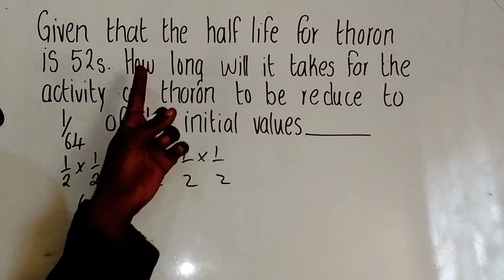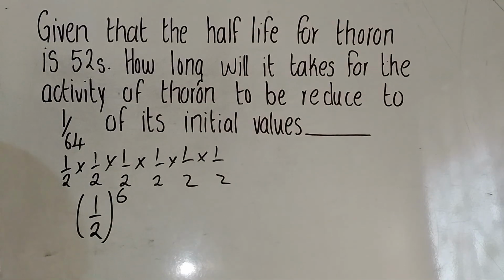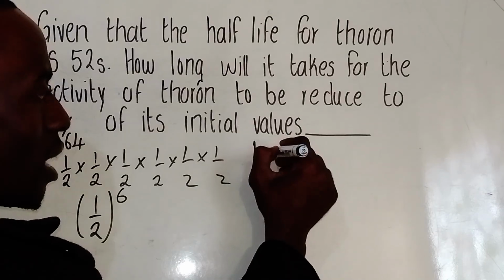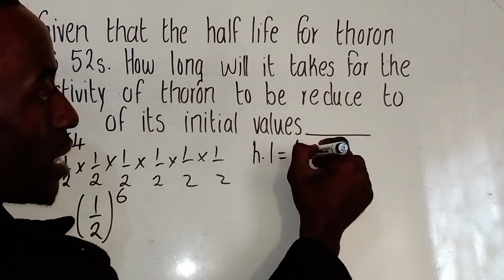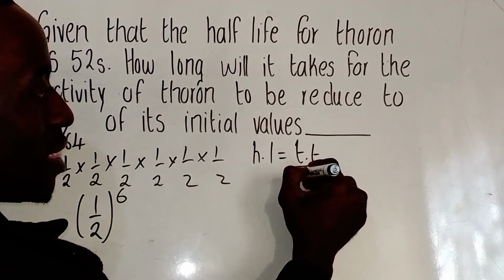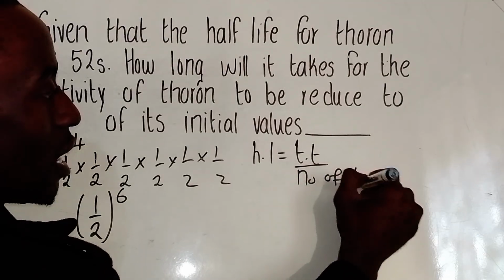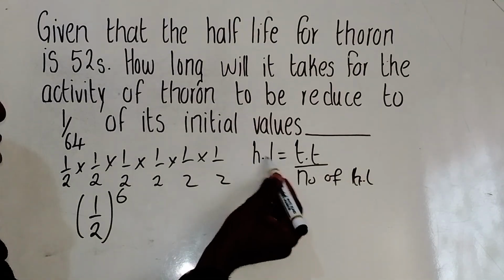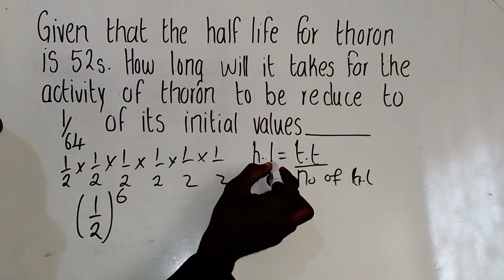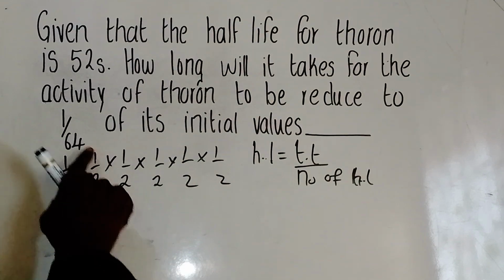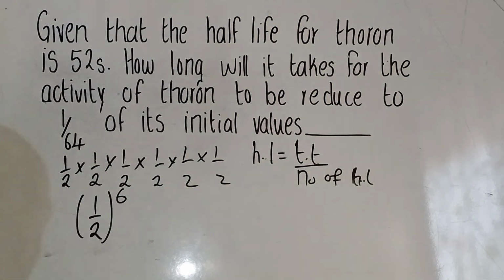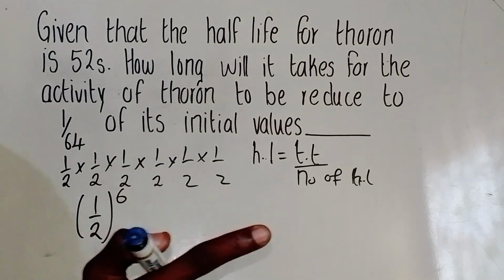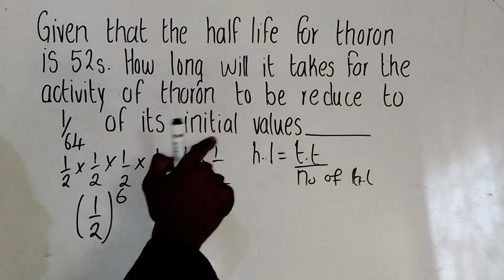Now the question is saying how long, meaning the time. We're supposed to use the half-life. The formula for half-life is given by half-life is equal to time taken over the number of half-lives there. So now the initial starting value. That's why they are saying 1 over 64 simply means times, so 1 of its initial value.